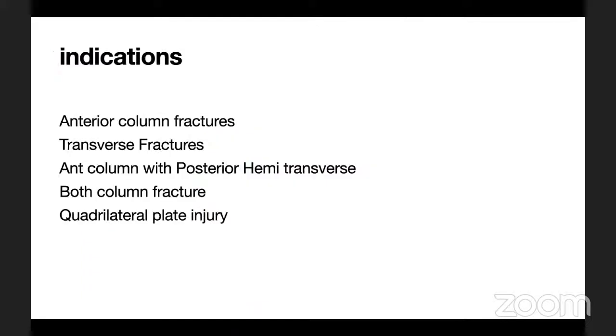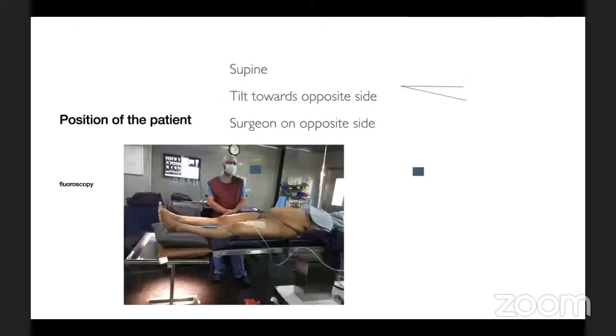The indications of this particular approach are any of the anterior column fractures and transverse fractures where you have anterior column involvement, anterior column with posterior hemitransverse, both column fracture, and quadrilateral plate injury. Wherever there is anterior column injury, this particular approach is very much indicated. In fact, in combined injuries, you can even address the posterior components through this approach. So let me describe the approach, how we go about it.